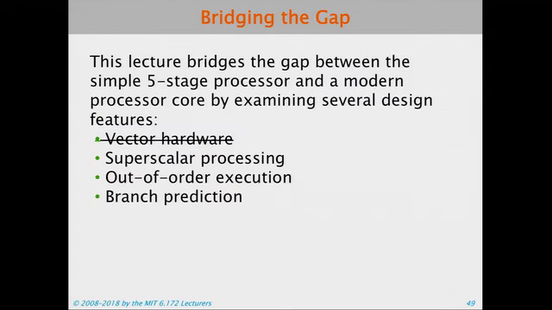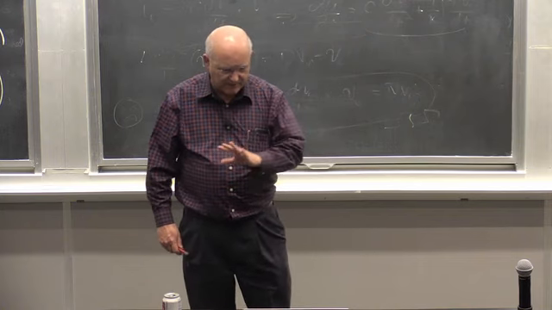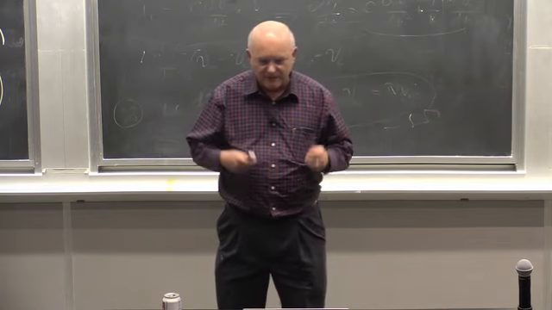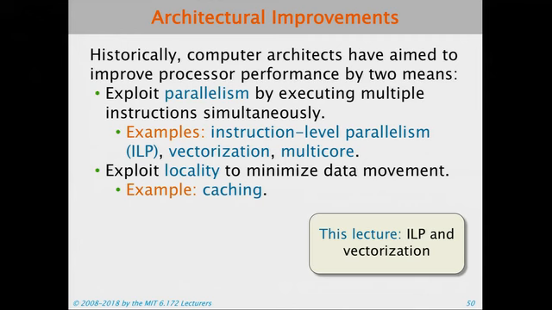So you've seen the 5-stage pipeline. I want to talk about the difference between that and a modern processor by looking at several design features. We already talked about vector hardware. I then want to talk about superscalar processing, out-of-order execution, and branch prediction. A little bit. And the out-of-order, I'm going to skip a bunch of that because it has to do with scoreboarding, which is really interesting and fun, but it's also time-consuming. But it's really interesting and fun. That's what you'll learn in 6823.